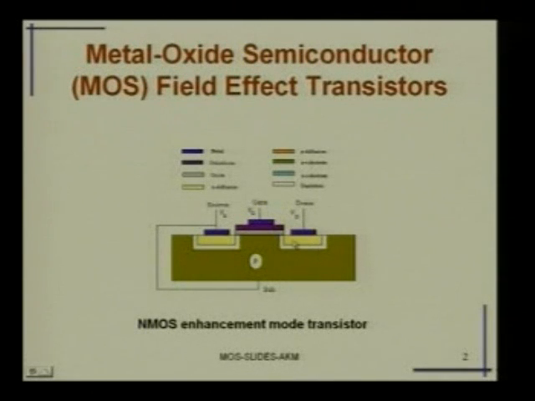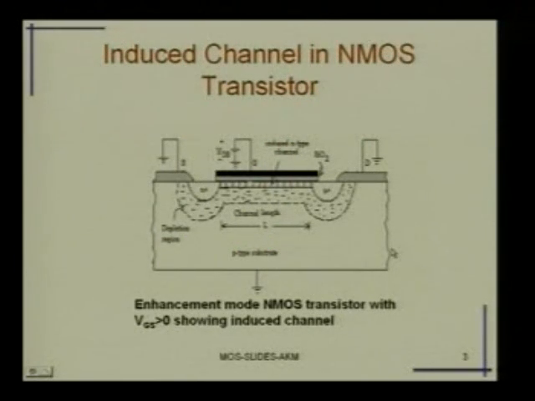But all the compaction in VLSI is essentially related to reducing the size of each of the drain and the source region, as well as the channel length and the channel width. It is two-dimensional, so the channel width will be there. Now, coming back to the basic understanding of how the thing works.